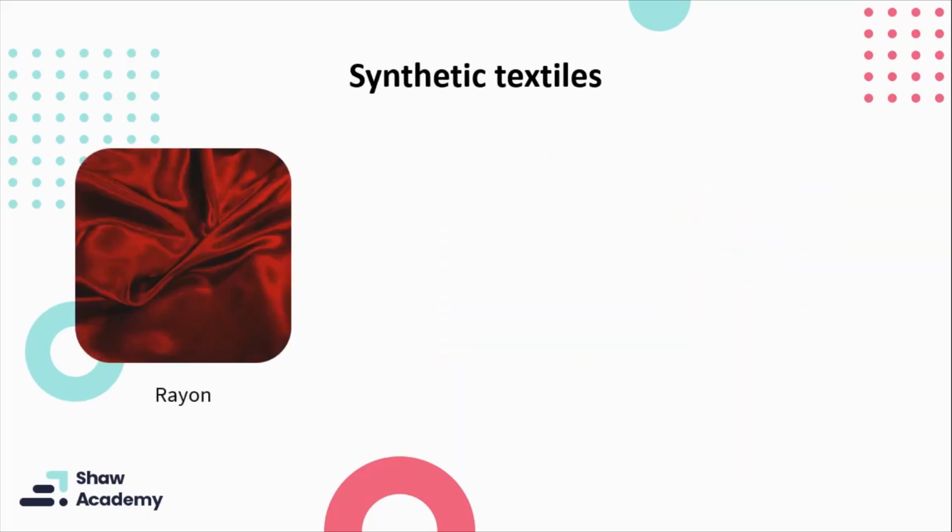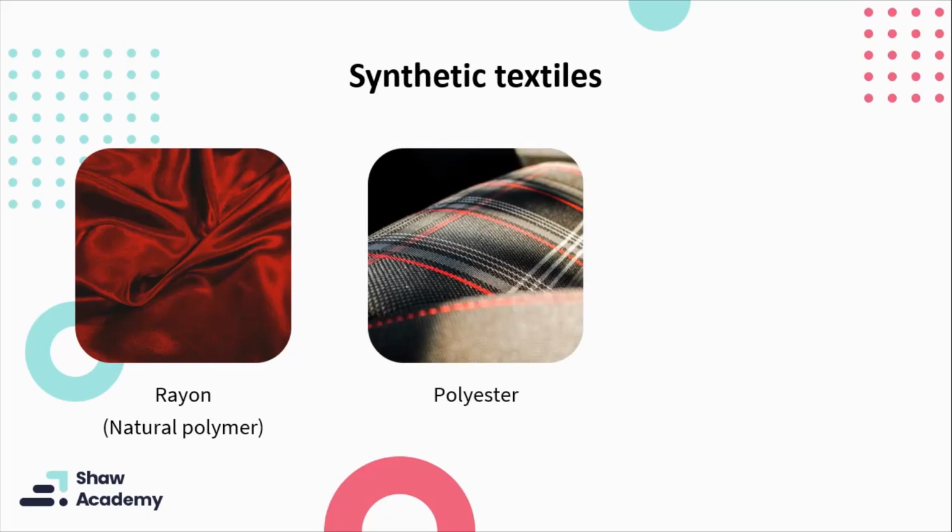Rayon is an example of a natural polymer, which means it is semi-synthetic. It is one of the most versatile fabrics due to its ability to imitate other fabrics. It is the shapeshifter of the group. Polyester is a synthetic fiber created from petroleum and coal, characterized by its durable nature. Unfortunately, polyester is not a breathable fabric and does not absorb liquids well.